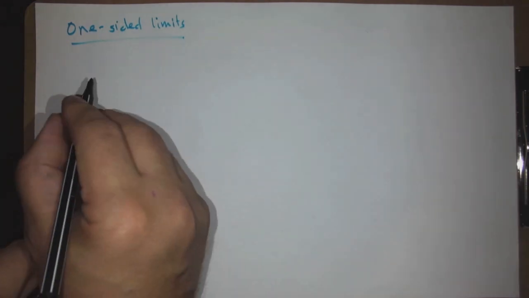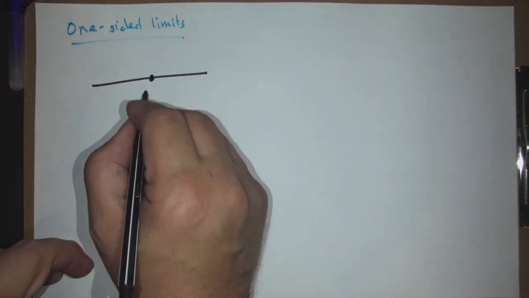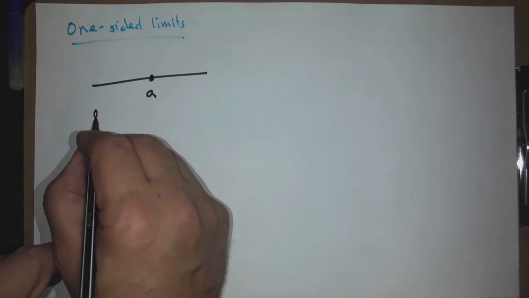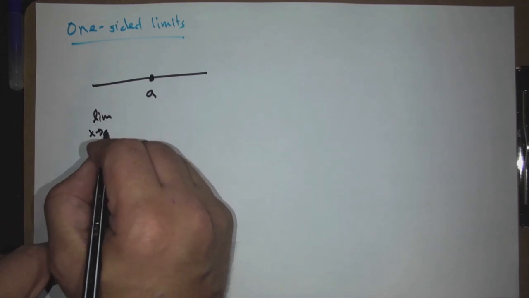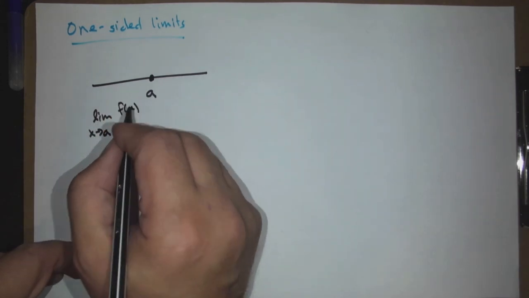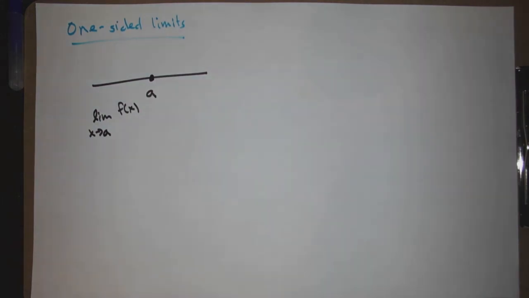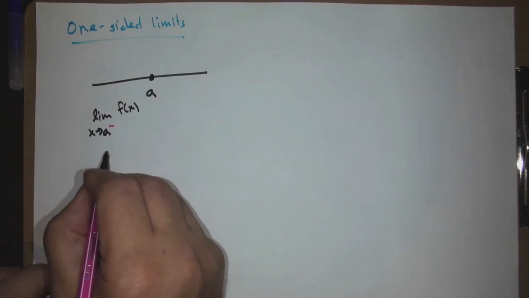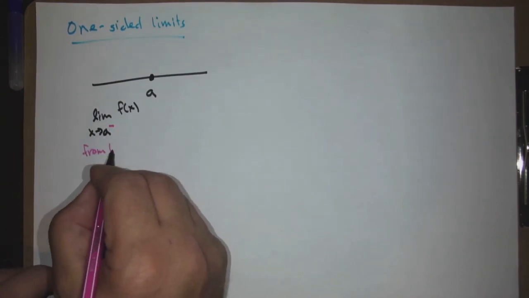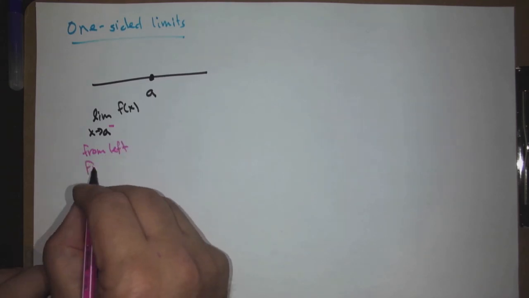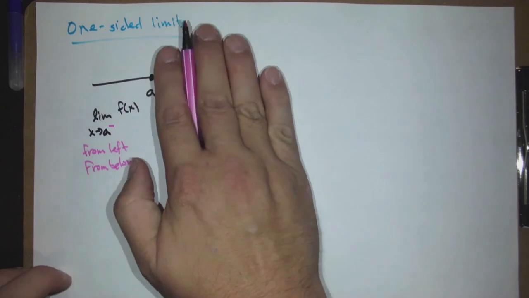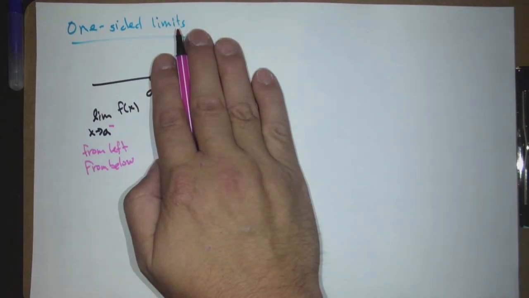So the idea here is we have some point A. So when we talk about the limit as x approaches A from below, and I'm going to use a different color here just to emphasize, we'll put a little minus. So this means from the left or from below. So you only think about what happens on the left-hand side.